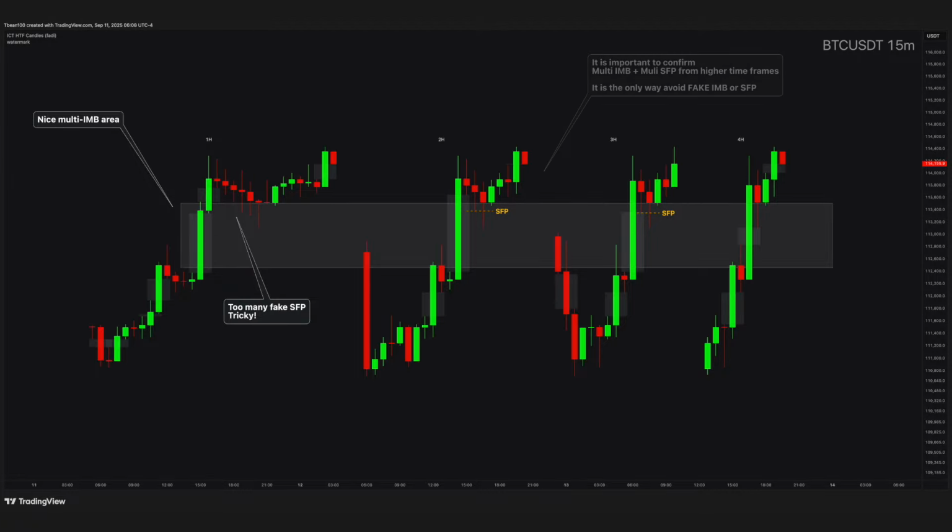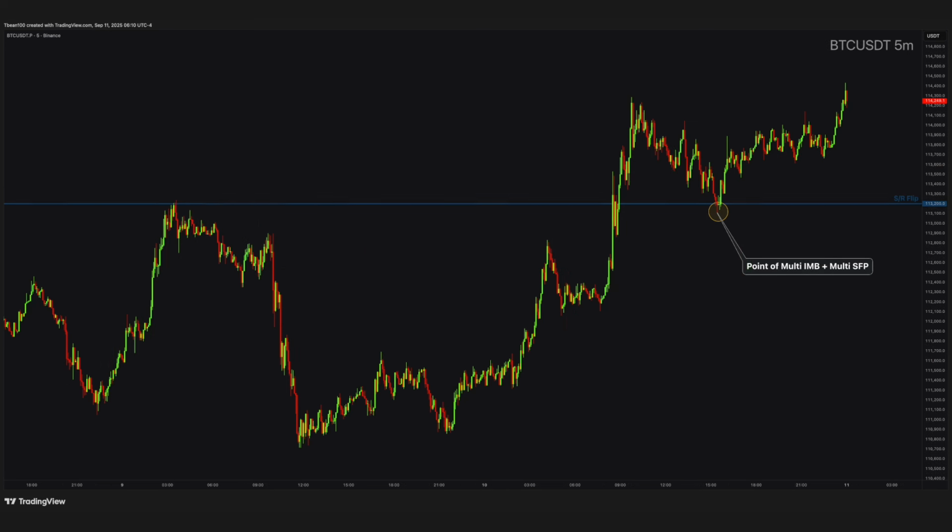That's the main reason I always encourage you to combine multiple imbalances with multiple swing failure patterns. This is really the only way to avoid, or at least reduce, those fake imbalance areas or SFP zones. Now, when we look at this area, the picture becomes very clear. Right here, you can clearly see a multi-imbalance and multi-swing failure point coming together.